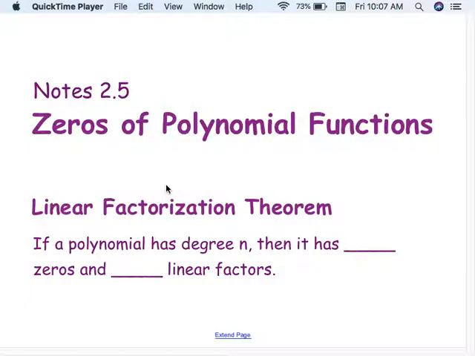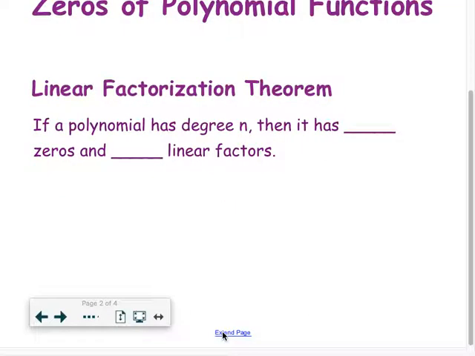So we're going to start with something called the linear factorization theorem. And you heard me talk about linear factorization in our notes in 2.3 when we verified a factor for a polynomial, and then we factored whatever was left over, and we wrote out all the factors of the polynomial, and all the factors were linear, so they had x to the first in them. Then I said this is called the linear factorization. So the linear factorization theorem tells us a few things.